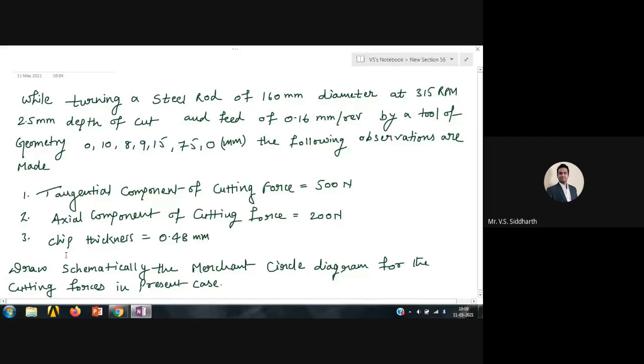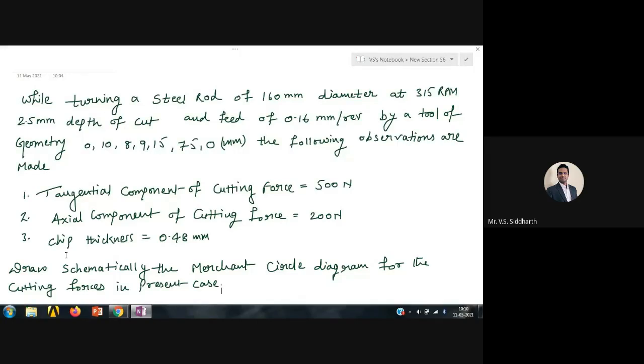A rod of 160 mm diameter at 315 RPM, 2.5 mm depth of cut, and a feed of 0.16 mm per revolution by a tool of geometry 0, 10, 8, 9, 15, 75, 10 mm. The following observations were made. The tangential component of the cutting force, the axial component of cutting force is given, chip thickness is given, and he is asking us to draw the merchant circle diagram and to calculate all the forces.